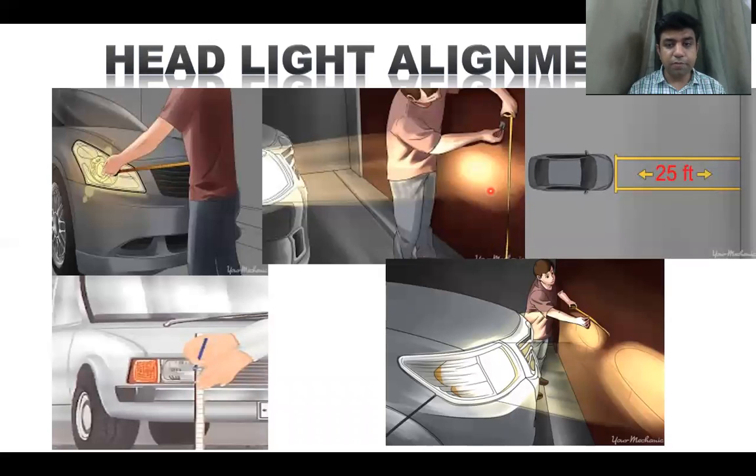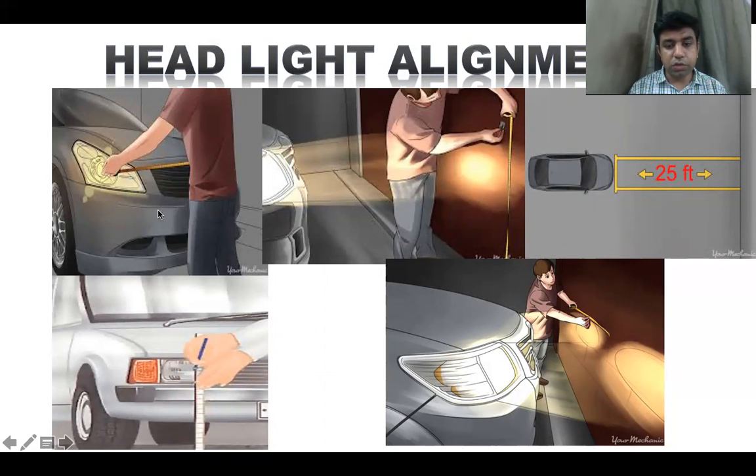So how do we perform this particular headlight alignment test? First of all, we need to check the center to center distance of the two lamps, right? From the front section we can measure that distance. The other aspect we need to check is the height from the ground level of the bulb which is kept in this particular parabolic reflector.